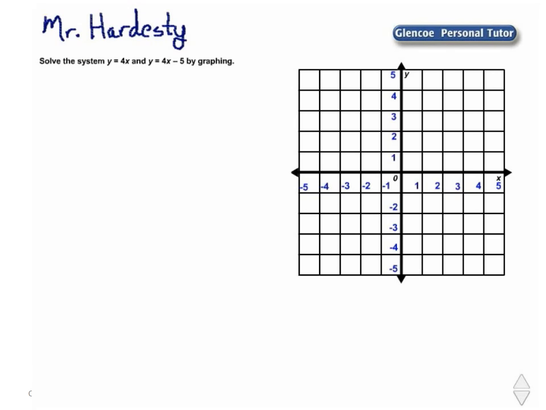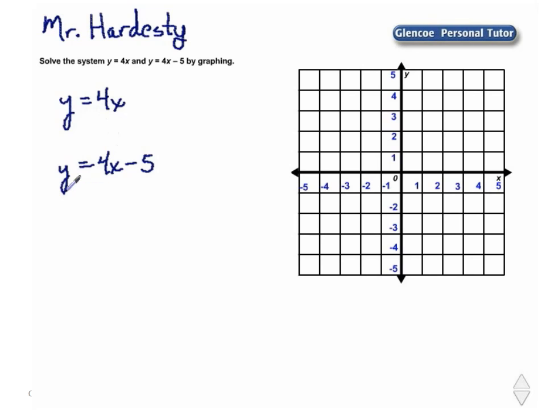This is Mr. Hardesty. In our next example, we'll solve a system of equations. Solve the system y equals 4x and y equals 4x minus 5 by graphing. In our problem, we have 2 lines that we will graph on the same coordinate plane, y equals 4x and y equals 4x minus 5. After we graph them, we'll analyze and see if the lines intersect, or they don't intersect, or perhaps they're the same line.